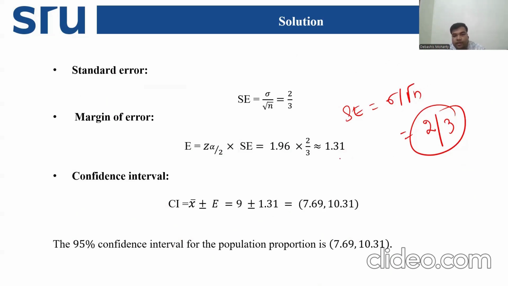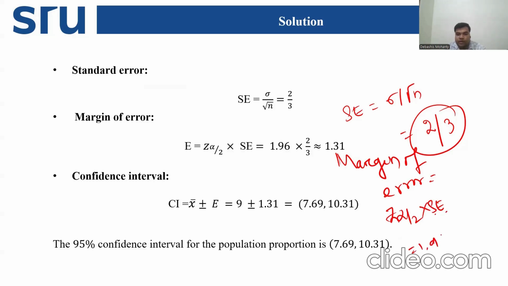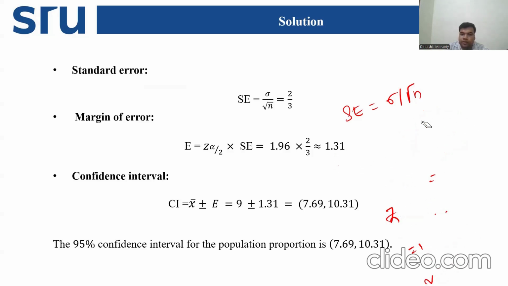Next is margin of error. So margin of error is very important, students. The formula is margin of error equals z alpha by 2 multiplied by standard error. That is 1.96 multiplied by 2 by 3, which is equivalent to 1.31. So here the margin of error is z alpha by 2 into the standard error, that is 1.31.